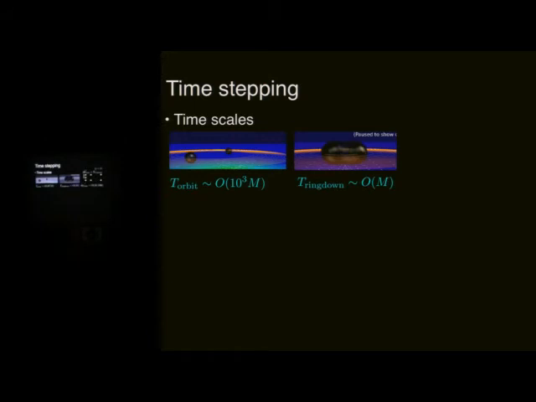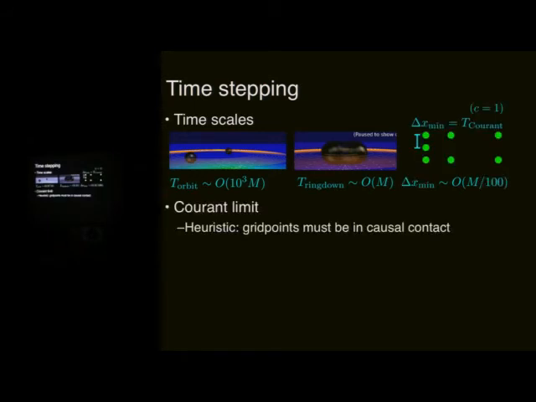But the time that it takes light to travel between the two closest grid points at the high resolutions I'm using is like M over 100. It's really small. And ordinarily, you don't expect numerical codes to be stable unless the time step is smaller than this time, which is called the Courant limit. And this just says, heuristically, if the grid points aren't in causal contact, then your run will be unstable, because the grid points don't know what their neighbors are doing.